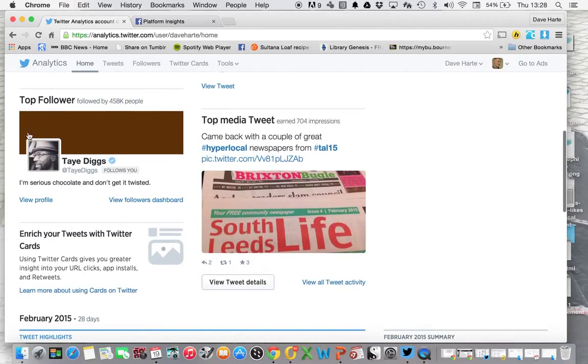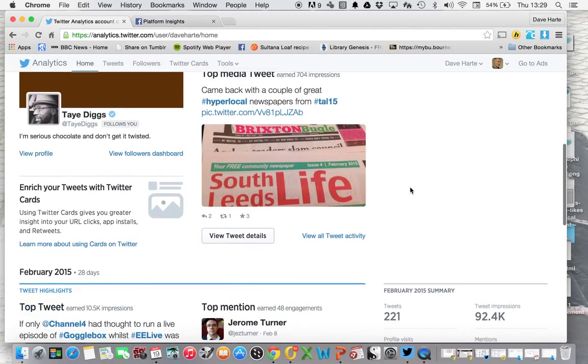Maybe I should be thinking about targeting some tweet in his direction in the hope that he'll retweet it, and then that would get me in front of a much bigger audience. My top media tweet was this one, a picture of a couple of newspapers, and that earned me 704 impressions.